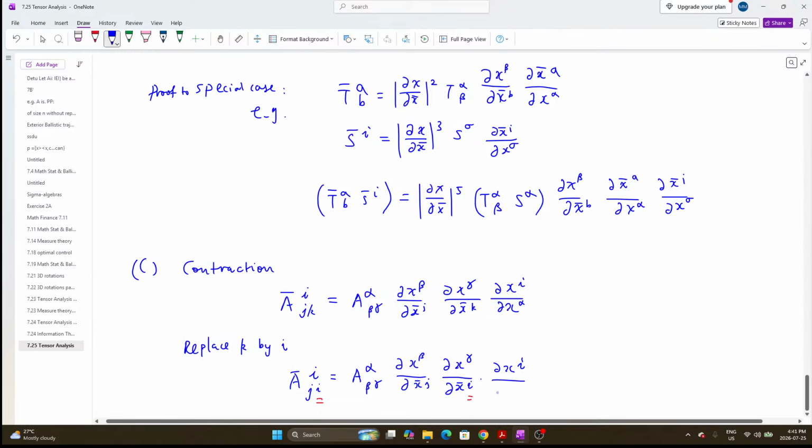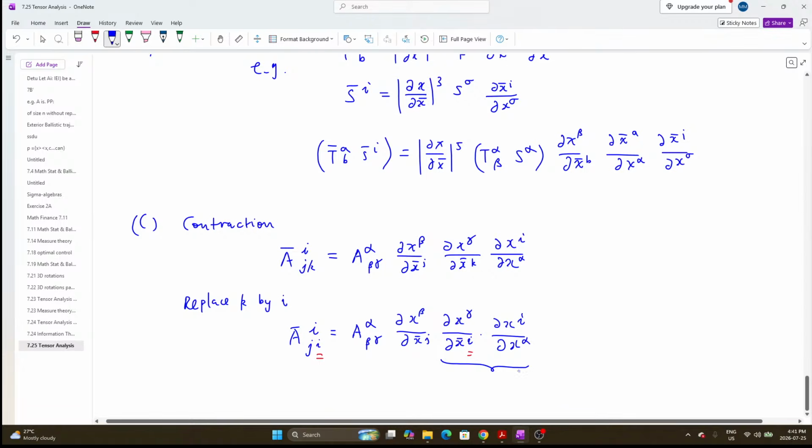But notice what happened. The last two factors form a chain rule. Hold on a second. Is that a chain rule? Yes, certainly it seems like it. That's a chain rule, so that gives dx gamma over dx alpha.